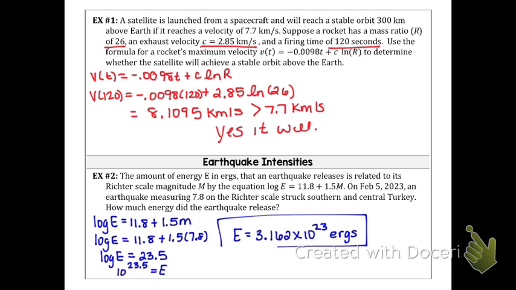So another thing on here is don't forget to label, okay? The word problems, you need to make sure you label your answers. So label, label, label.